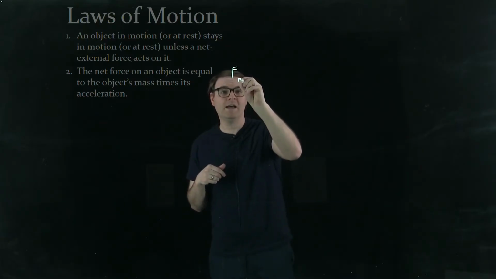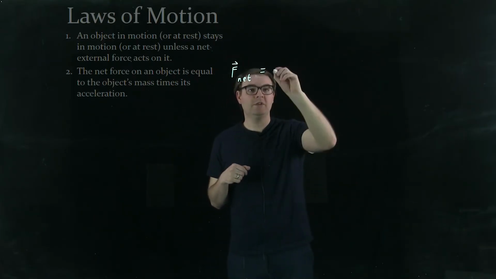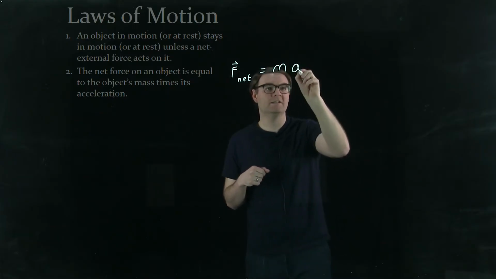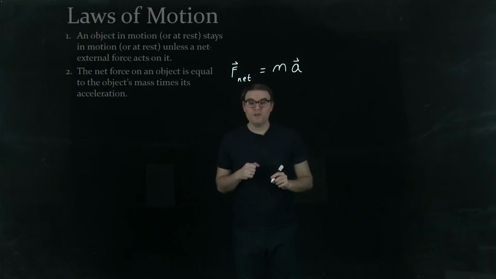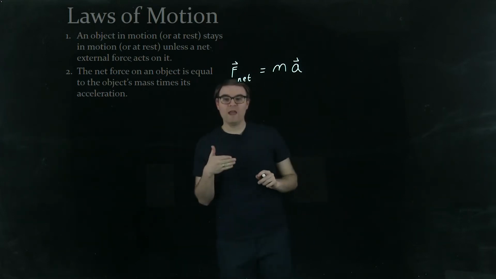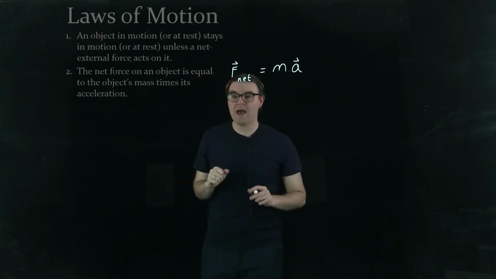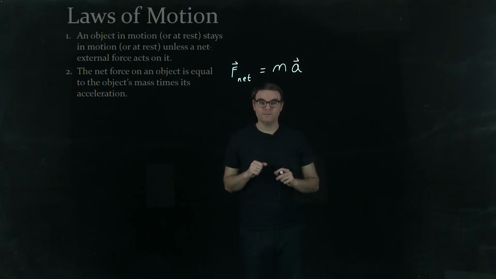I'll use net force as a vector, and that should be equal to the object's mass, for which I'll use a little m, times that object's acceleration. Now this equation may be familiar, and in some ways it is simply a way to quantify the understanding that we have from the law of inertia, from the first law of motion here.